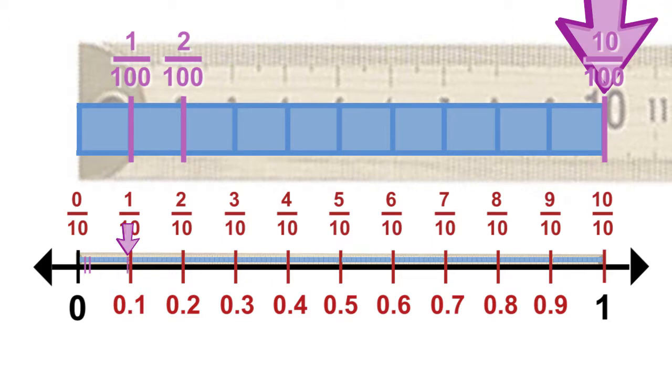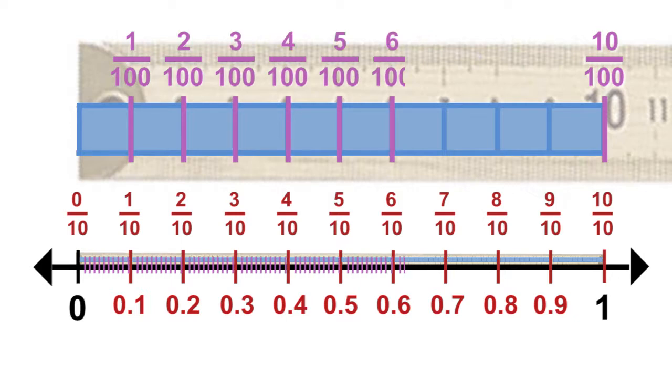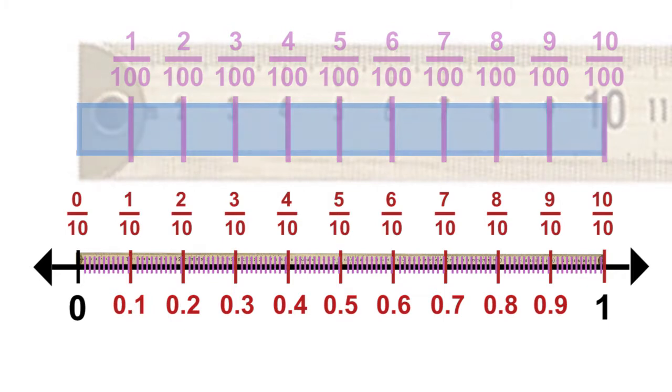10 cubes would represent 10/100ths of a meter. This tick mark also represents 1/10. These two fractions are equivalent. Two decimals are equivalent when they are at the same point on a number line. Continue making ticks on the meter stick to represent the hundredths.